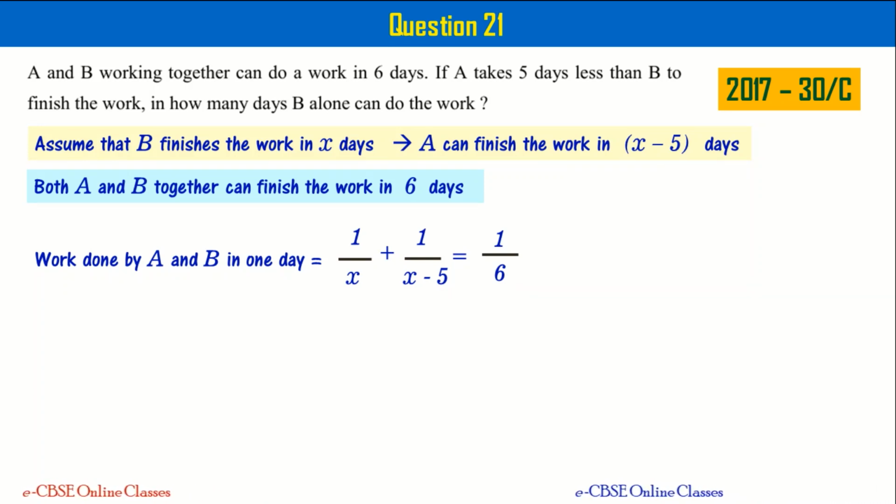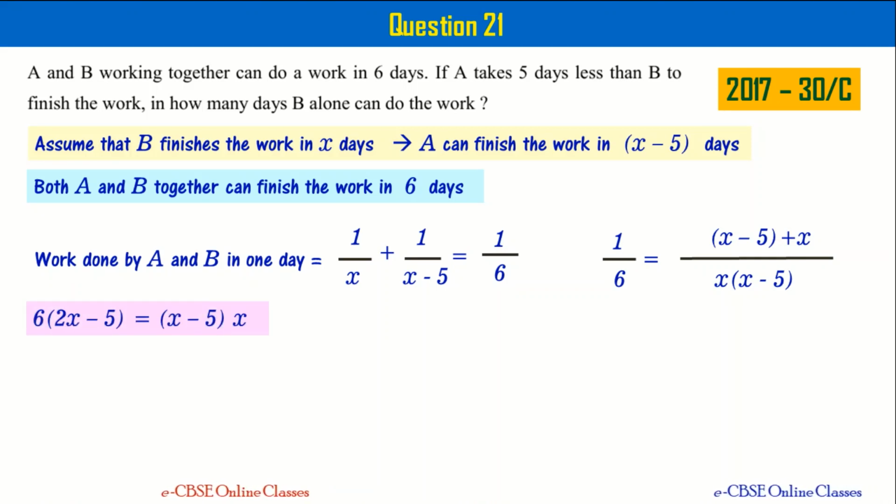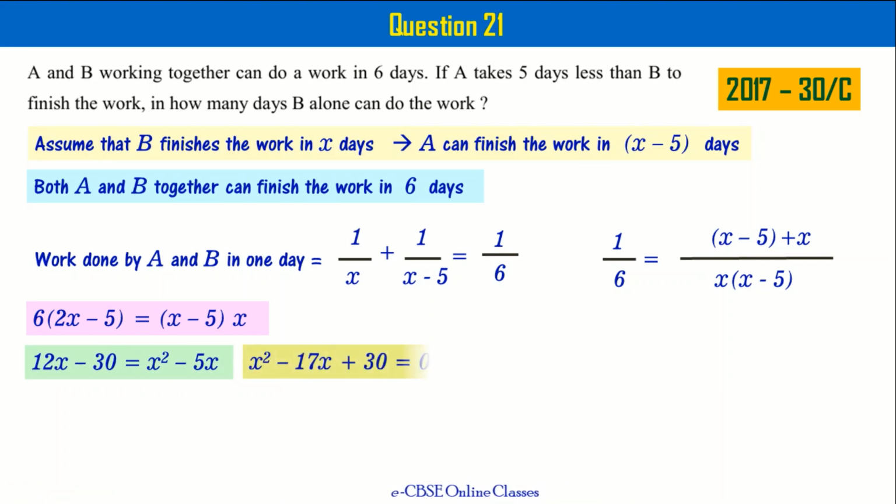This is the equation we have to solve now. Left hand side terms can be rearranged such that you can express the full equation as 1/6 equal to (x minus 5 plus x) divided by x times (x minus 5), right? You cross multiply it such that you get 6 times (2x minus 5) equal to (x minus 5) times x. You multiply and further simplify the expression to get x square minus 17x plus 30 equal to 0.